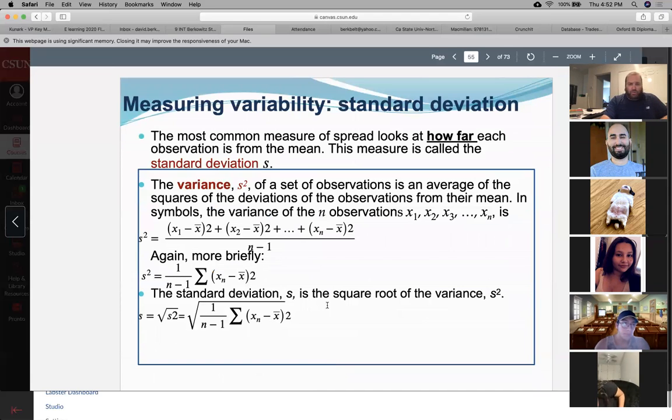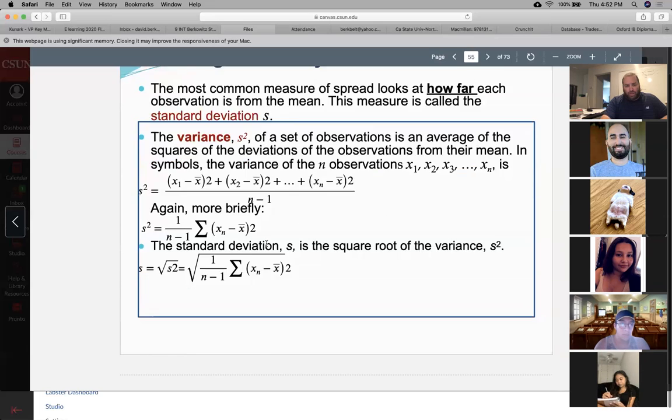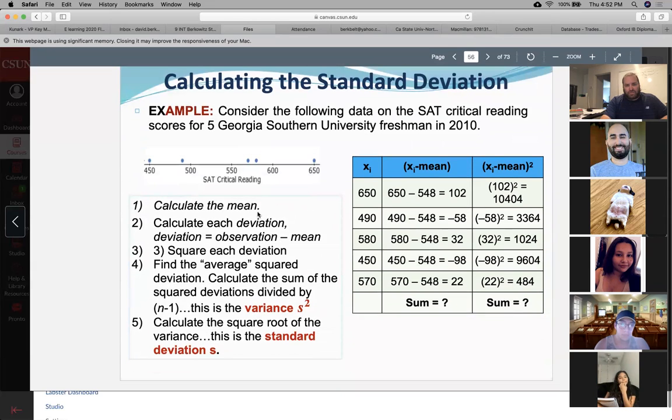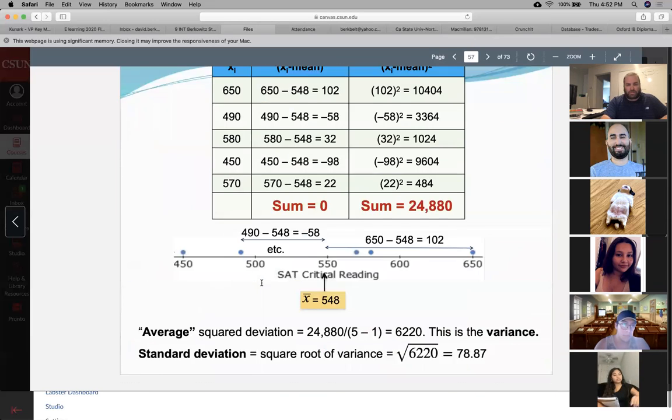Then we have standard deviation. Standard deviation had its own formula, a little more complicated, but from a mathematical standpoint, better than the IQR. There's a method of: get the mean, get the deviations, square them, add them, divide by n-1, take the square root, the whole thing. We talked about that.